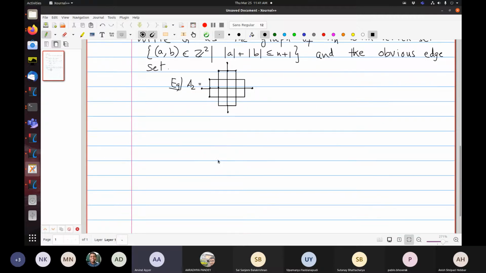So what we want to prove is this theorem, that every tiling can be obtained from any other tiling by elementary moves.